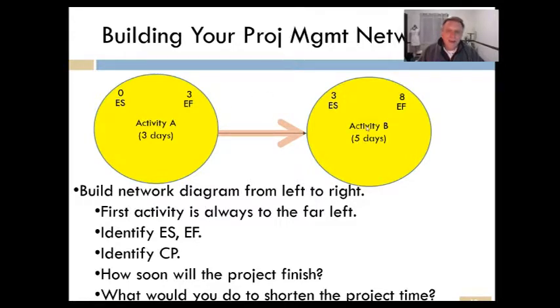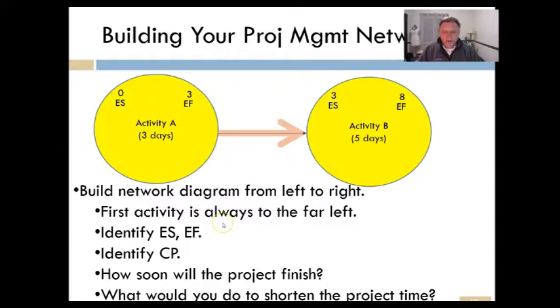Well, guess what? Activity B follows on from activity A. It can't start until this one finishes. So the earliest it can start is 3 days after the project starts. And the earliest it can finish is, in this case, 5 days after it starts, which is the early finish date of 8 days. So this particular simple project, whatever it would be, this is the critical path, and as soon as it can get done is 8 days.